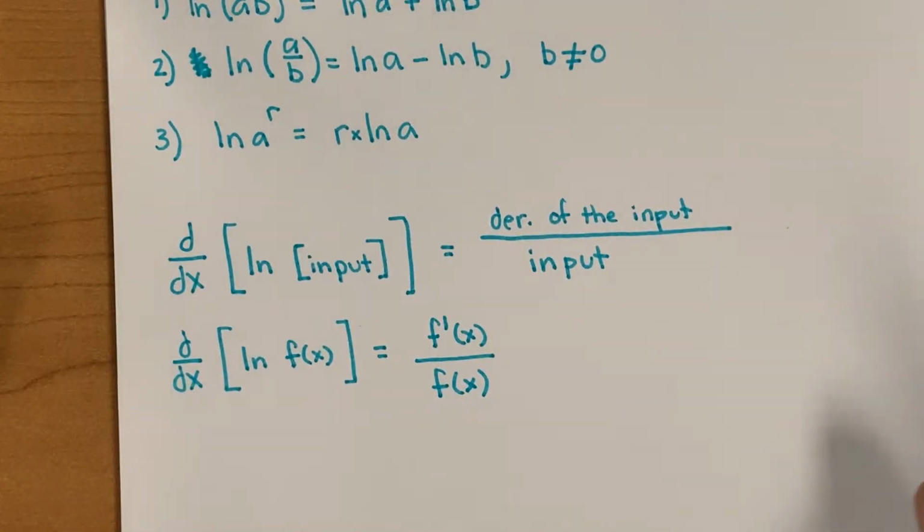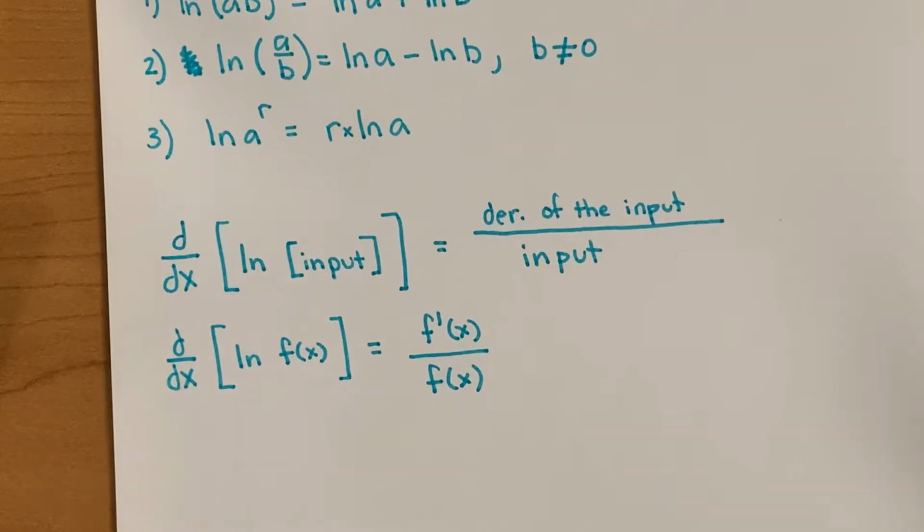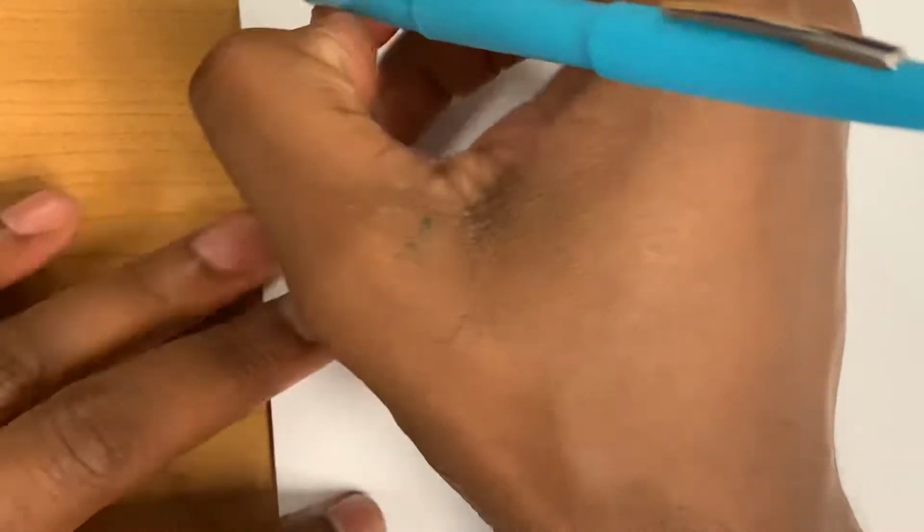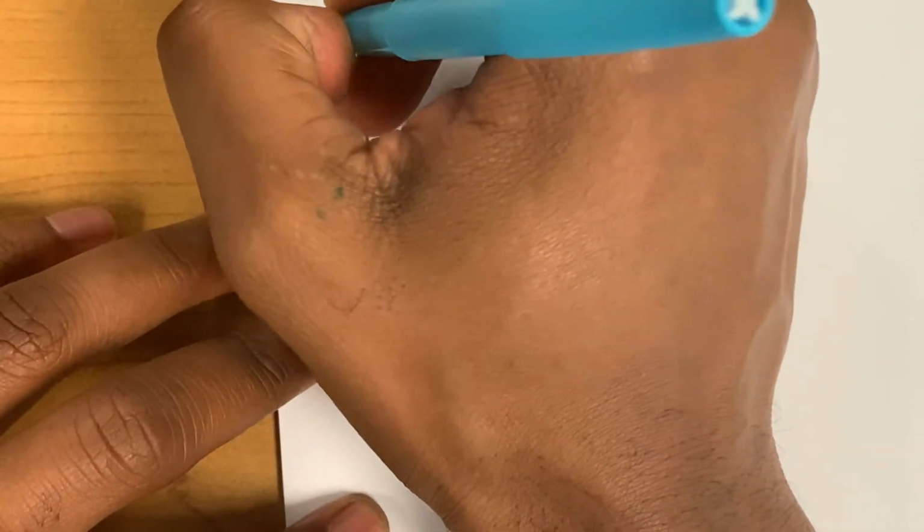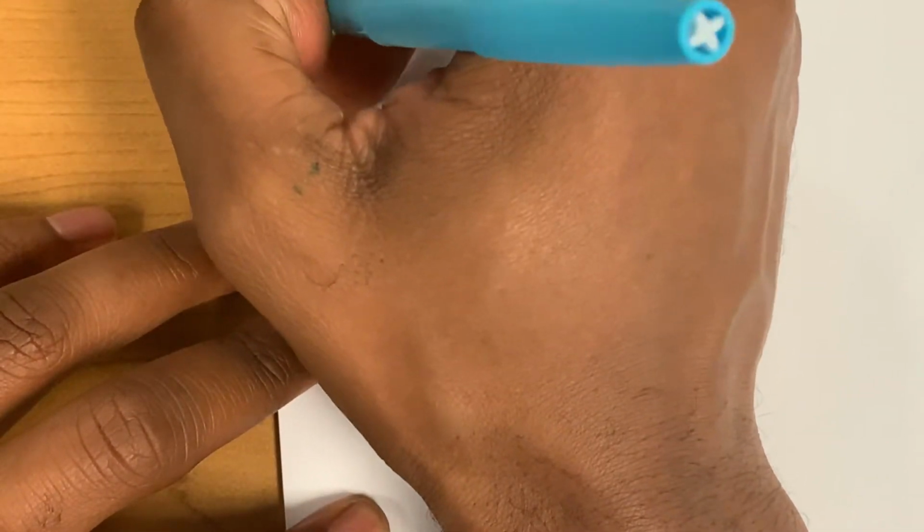I'm going to be working from the textbook again. You can find this on page 331. I am starting with number 49. So number 49 on page 331.